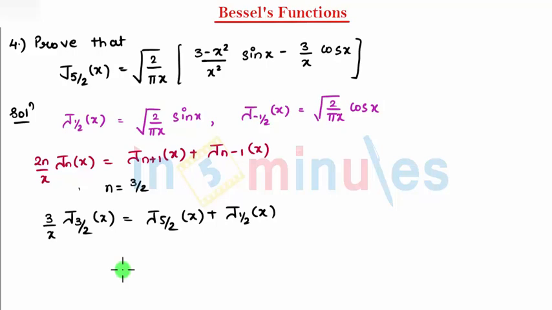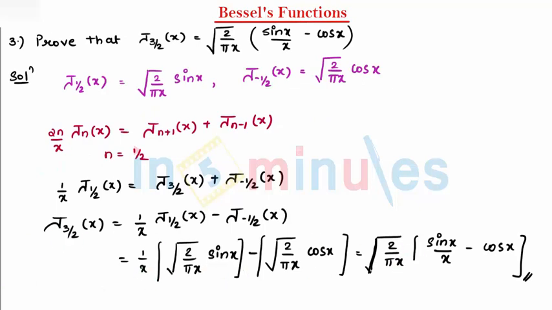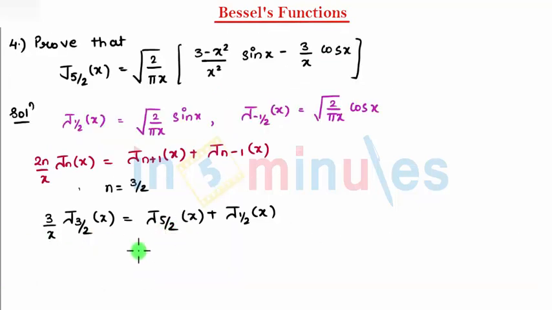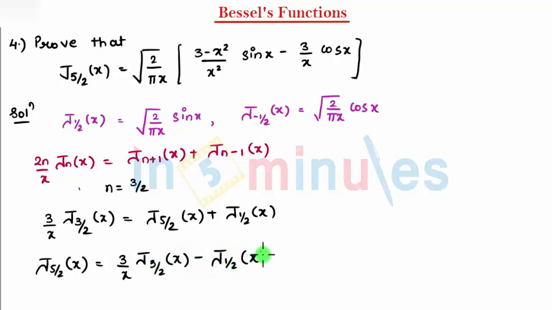So now we already have the answer for 3 by 2 also, which I had proved here. So I'll be using this. What I want is J 5 by 2 of x, which we can write as 3 by x J 3 by 2 of x minus J half of x. So now let's substitute here.